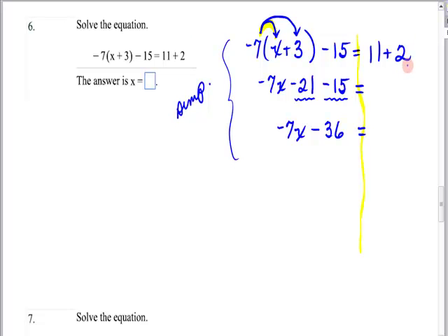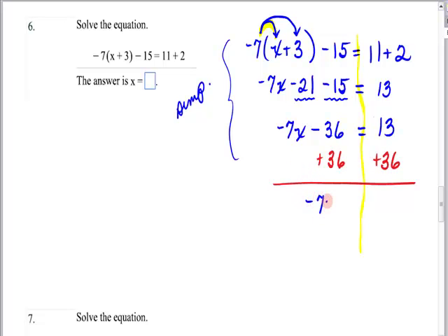Now on the right-hand side, it's only going to take me 1 step. 11 plus 2 is 13. So I copy down the 13 for both lines. Do I have variables on both sides? Is there x here and x here? Nope, just over here. So this is where my focus is. Is there a constant to get rid of? Yes. I'm going to add 36, add 36.